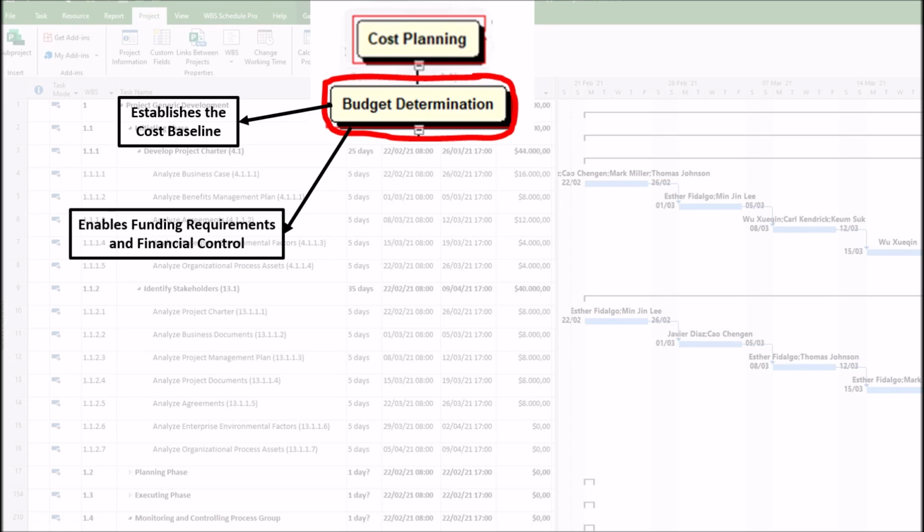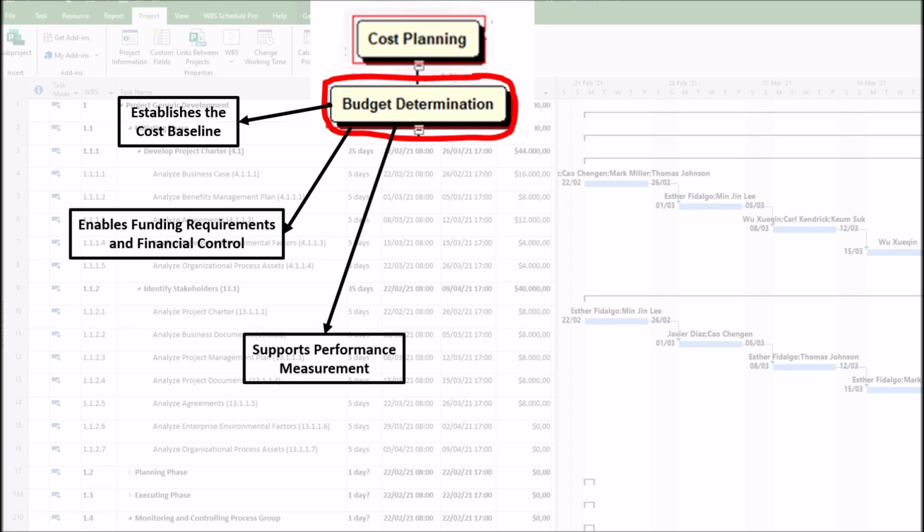2. Enables funding requirements and financial control. The determined budget process defines total funding needs and periodic disbursements, helping organizations allocate resources efficiently. Without a formal budget, projects risk cost overruns, funding gaps, or misallocation of resources.